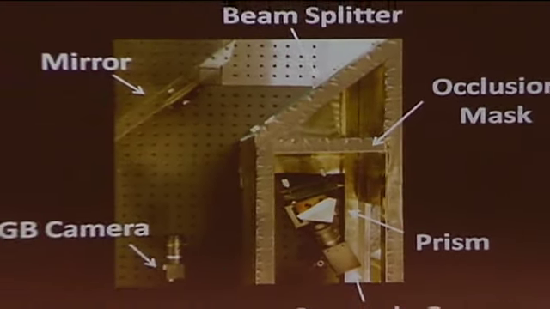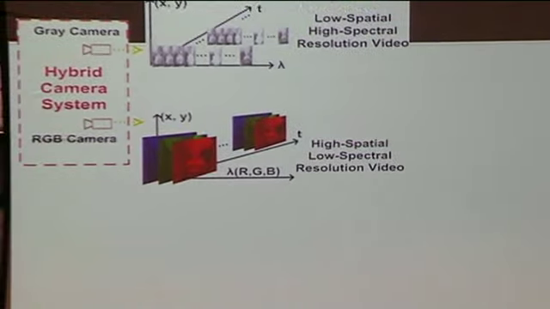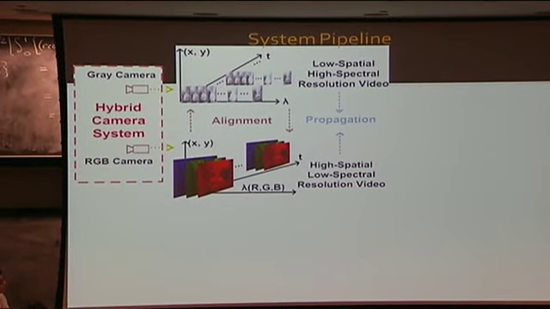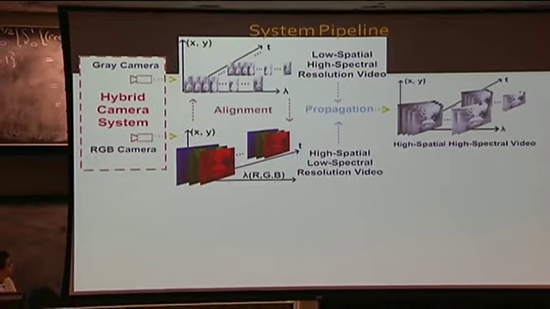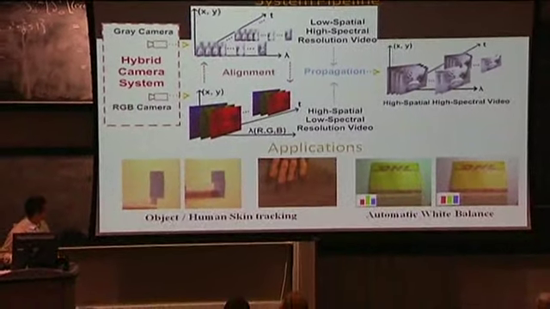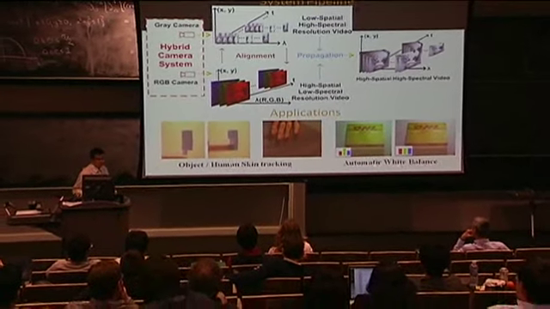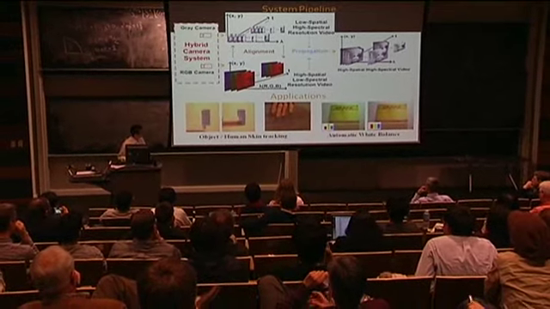And this is the implementation of our system. After we get the two video streams, we do the alignment and then propagate the spectral information, and finally get the high resolution spectral video. We verify our system with some tracking applications and automatic white balance, and we have also other application examples. If you are interested, please come to the poster.